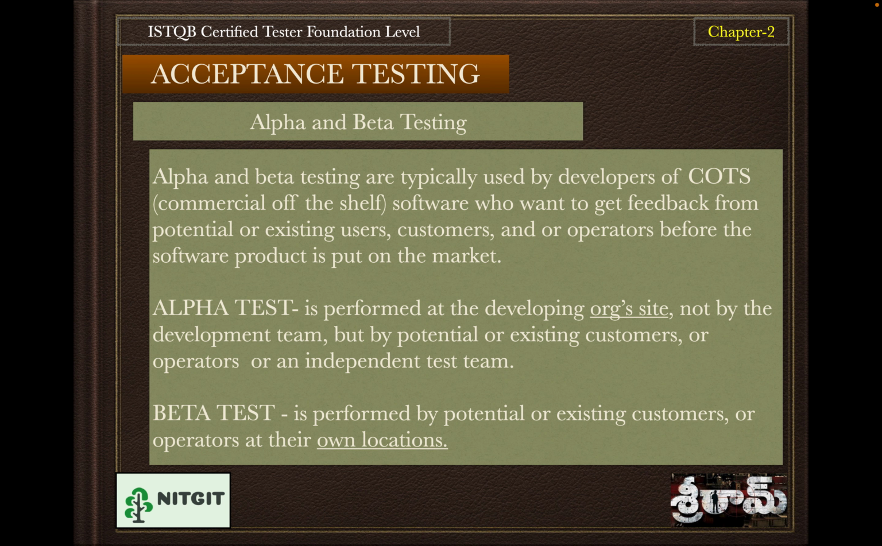Alpha test is performed at the developing organization's site, not by the development team, but by potential or existing customers or operators, or an independent test team. Beta test is performed by the potential or existing customers or operators at their own locations.